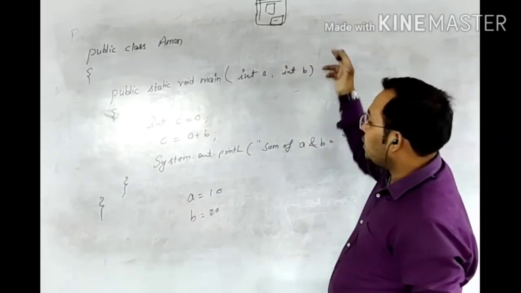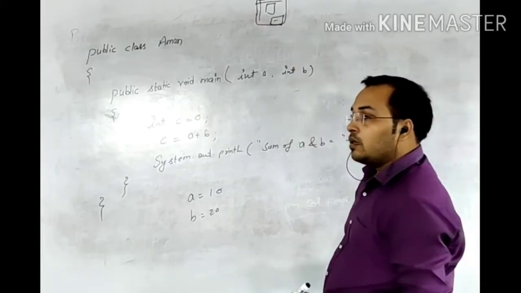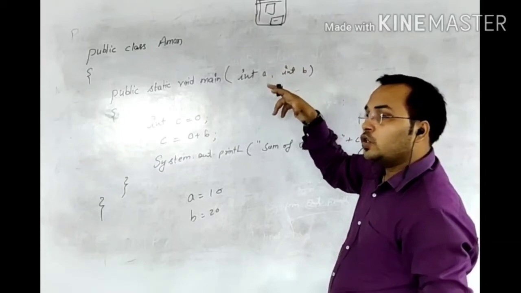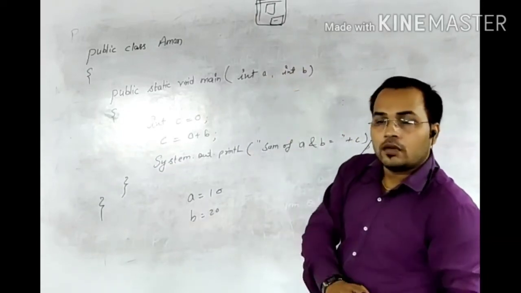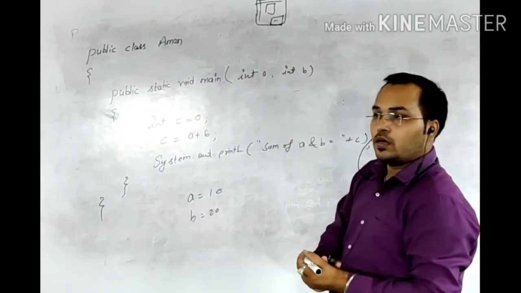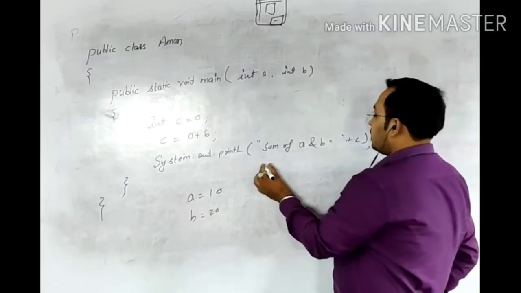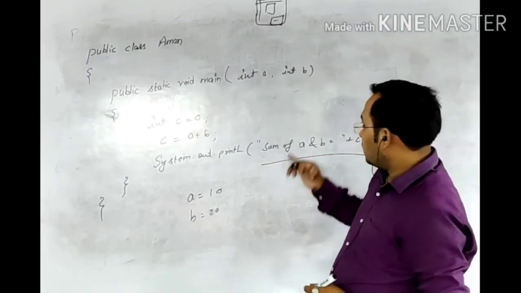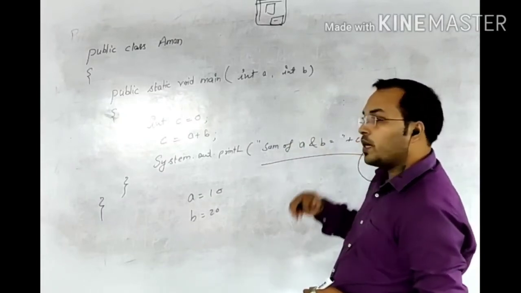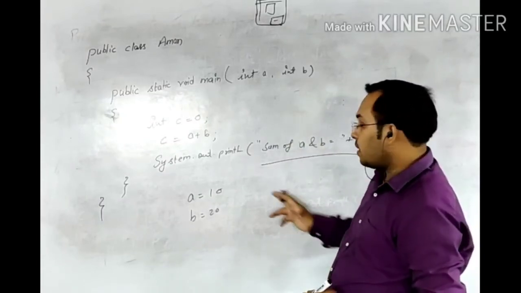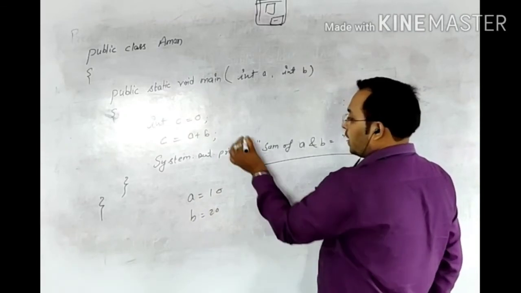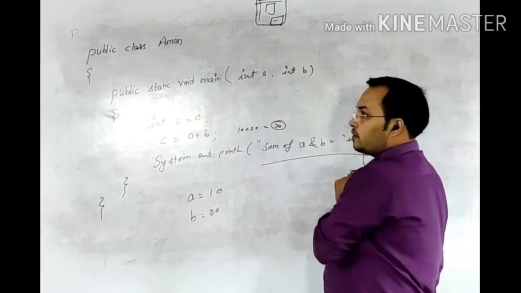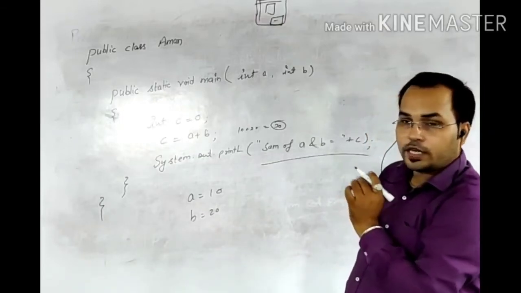When you click on OK, you will go to the executing window, and there you will get the result. Okay, sum of a and b equals to, plus c, is the result. In the result what will you get? 10 plus 20, that means 30. Okay, always keep in mind.